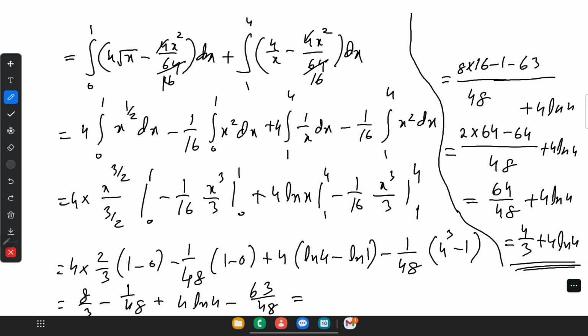I think this is the same answer which we got in the previous question. I think so, yeah. In the previous questions, our functions were changed, our points of intersection were changed, but we are getting the same answer. It's very shocking.